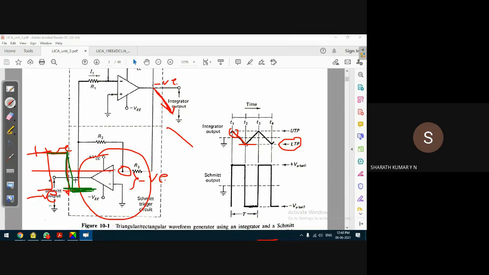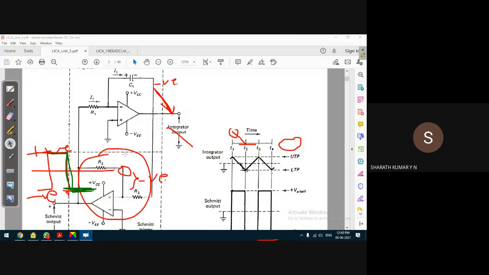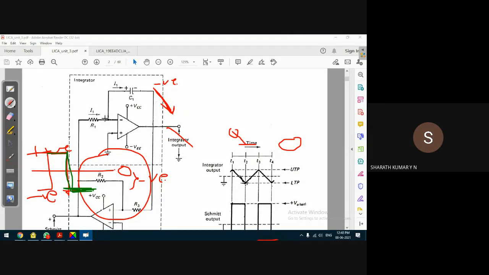When the output of the Schmitt trigger circuit is in negative saturation, let's observe this: this end is negative now, because the output of the Schmitt trigger circuit is negative. This end of the capacitor becomes negative and the other end becomes positive. That means the capacitor starts discharging. When the capacitor starts discharging, the output of the integrator gradually increases from the negative cycle to the positive cycle.